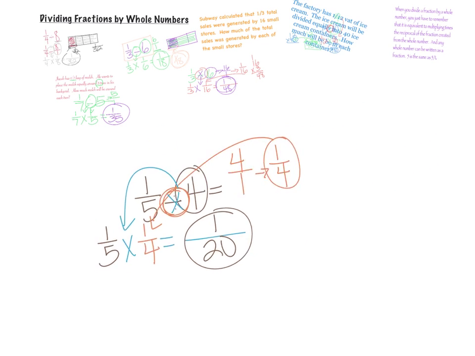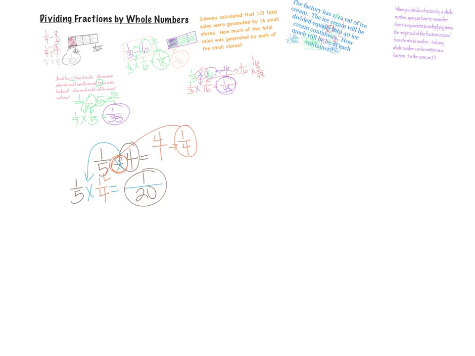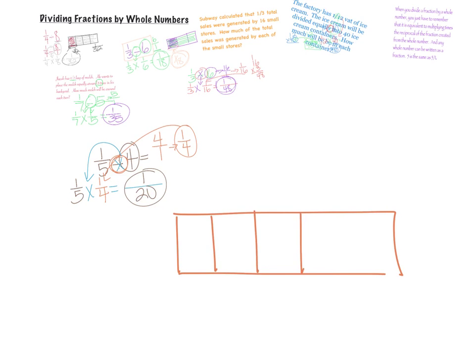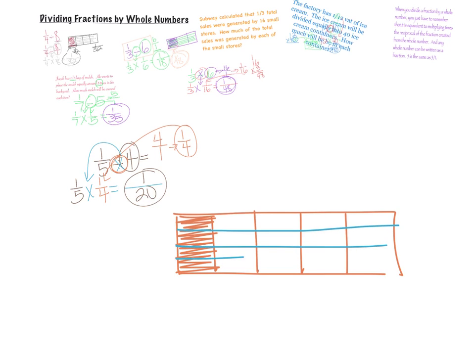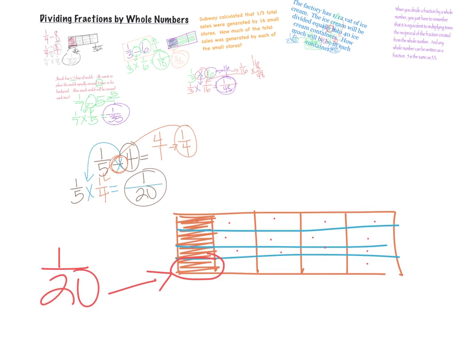Now, one last time, let's prove that. So we have 1/5. Should be all of this colored, so 1/5. And then I'm going to divide my 1/5 by 4 to 4 sections. And my answer is this right there. So that would be 1/20, because if I counted them all, 1, 2, 3, 4, 5, 6, 7, 8, 9, 10, 11, 12, 13, 14, 15, 16, 17, 18, 19, 20. 1/20 is my answer.